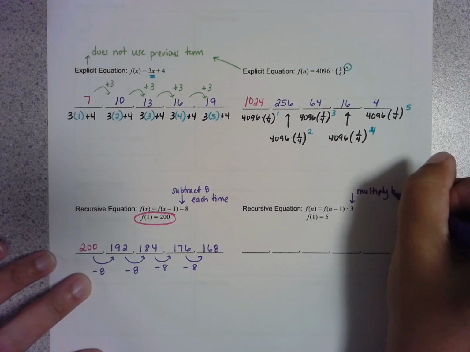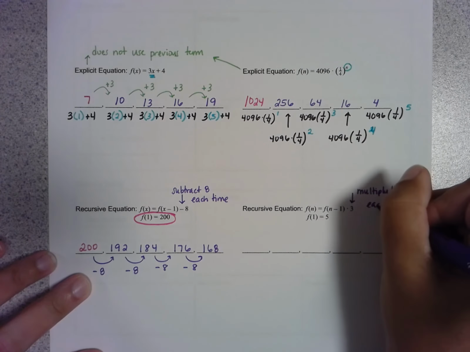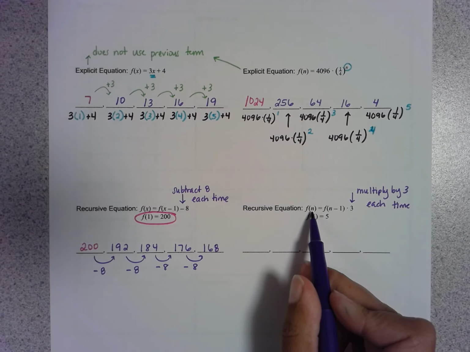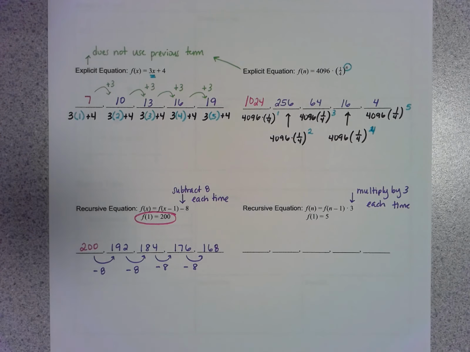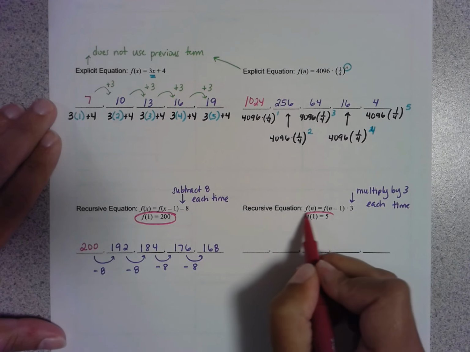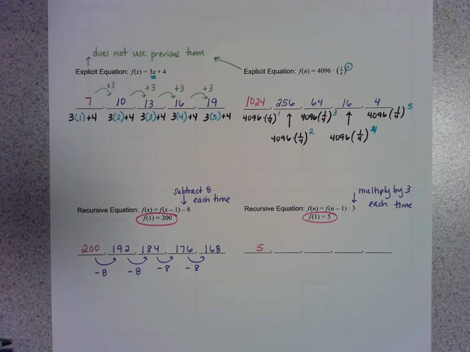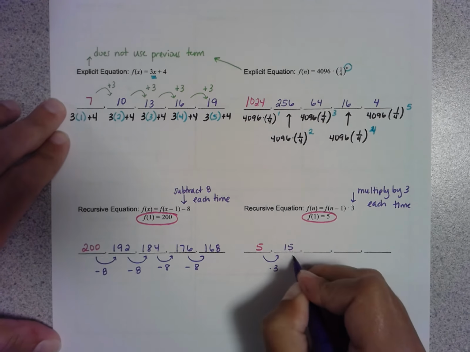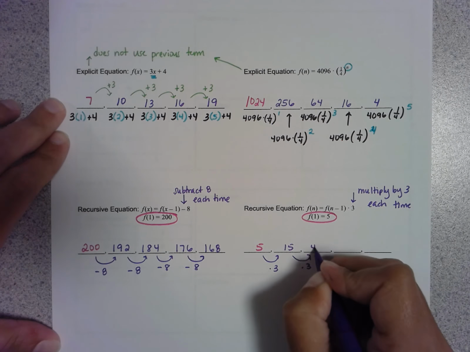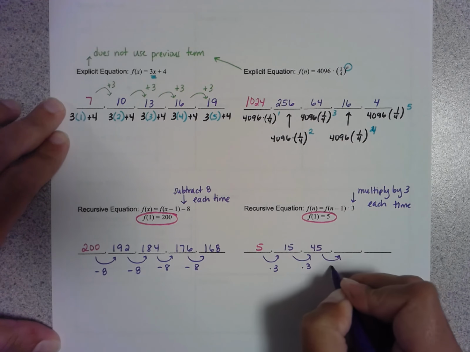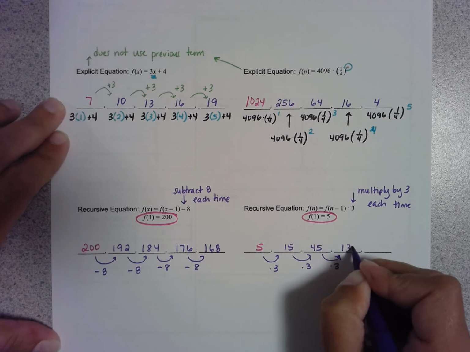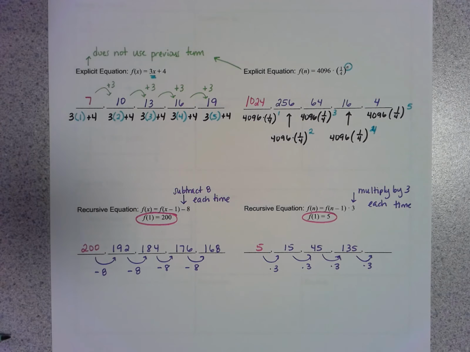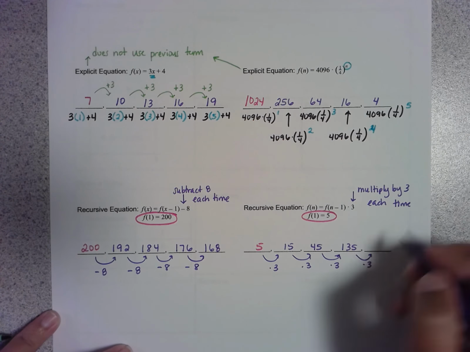Now in the next recursive equation, instead of subtracting 8 each time, I'm going to multiply by 3. And I can tell that because that's what comes after the previous term. So to get the new term, take the previous term and multiply by 3. And I'm going to start with 5. So if I multiply by 3, I get 15. Times 3, I get 45. Times 3, I get 135. And times 3, I get 405.